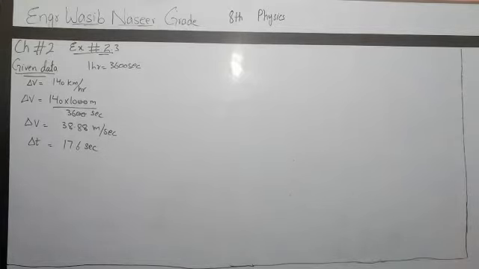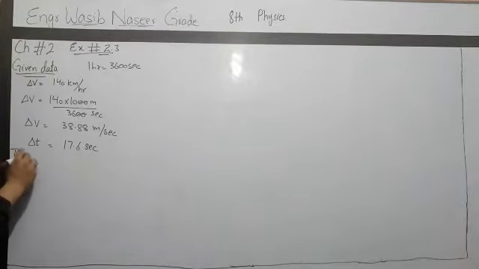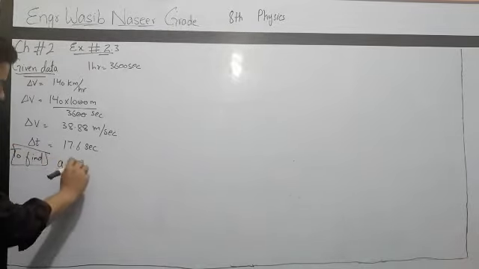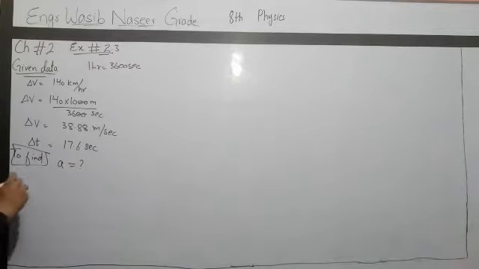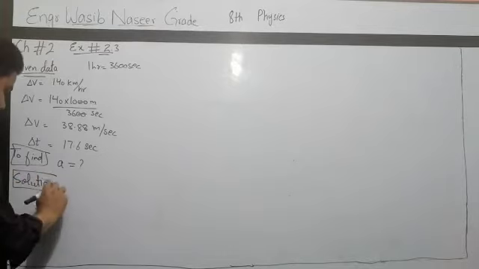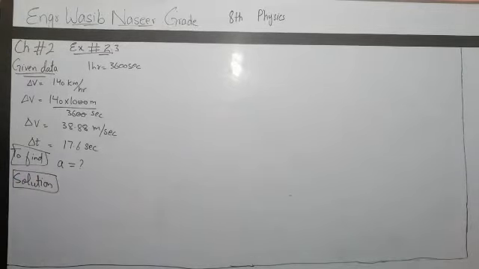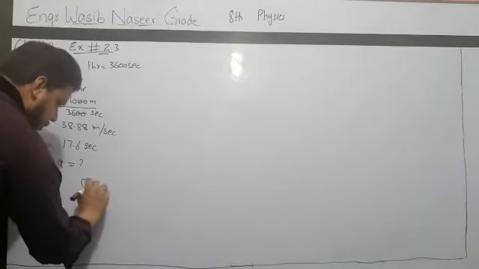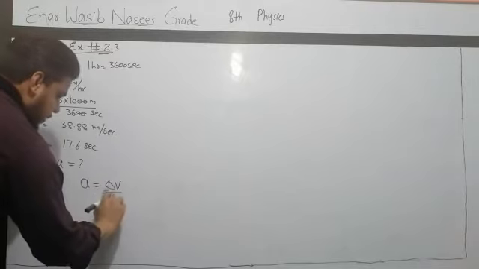What is the acceleration of your car? I have to find the acceleration. So you will write the heading to find, and you will write acceleration is equal to unknown. So what is the solution for this? As I told you that acceleration is the change in velocity per unit time. You all know the formula del v by del t.